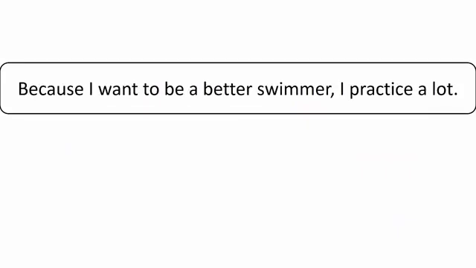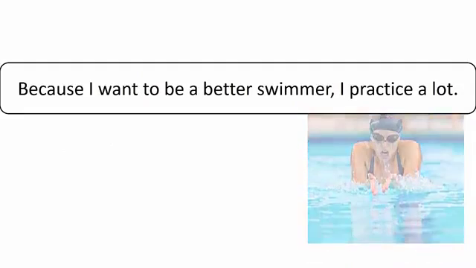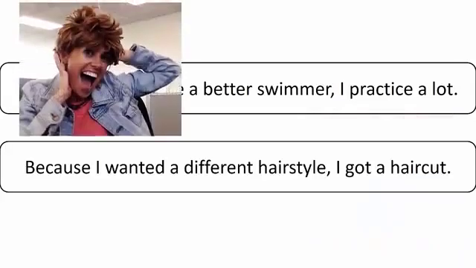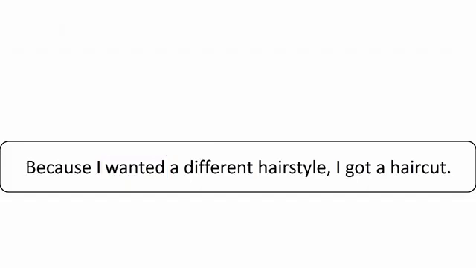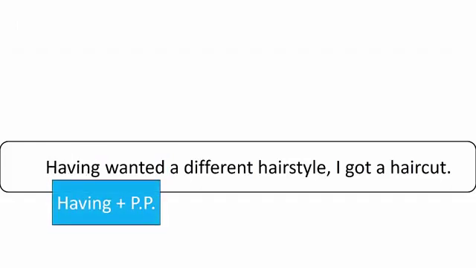Let's compare two sentences with different tenses. Because I want to be a better swimmer, I practice a lot. Because I wanted a different hairstyle, I got a haircut. In the first sentence, we have the simple present tense. In the second sentence, we have the simple past tense. Let's focus on the past tense sentence first. You know that we must delete because and the subject. And since it is in the past, we can start with having and the past participle.